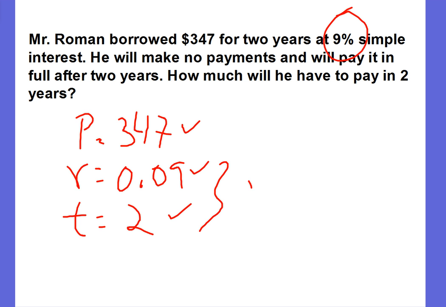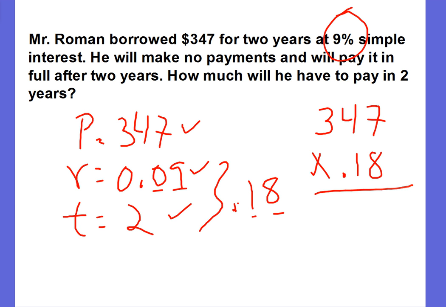Again, like the previous problem, the 2 right here would probably be easier to multiply. 2 times 9 is 18, right? And since there's 2 behind the decimal point, there's got to be 2 behind the decimal point in the answer, so it's 0.18. Now I have 347, and I need to multiply that times 0.18, which gives me 62.46.